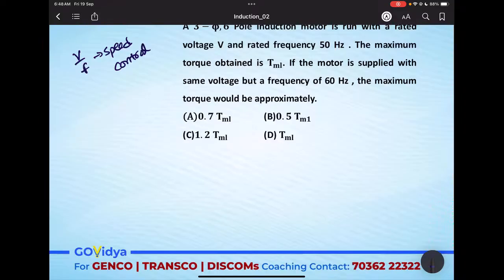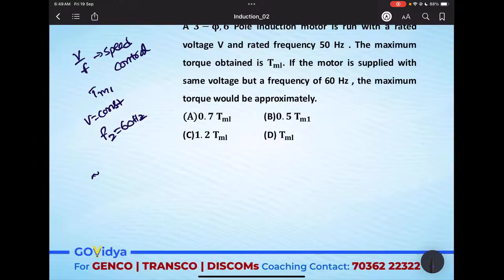In the V by F speed control method, when you apply the rated condition, the maximum torque we got is Tm1. If the motor is supplied with the same voltage, that means V is constant, but the frequency is increased to 60 Hz, so F2 is 60 Hz. Then what about the maximum torque? They are asking. Okay, let's see.